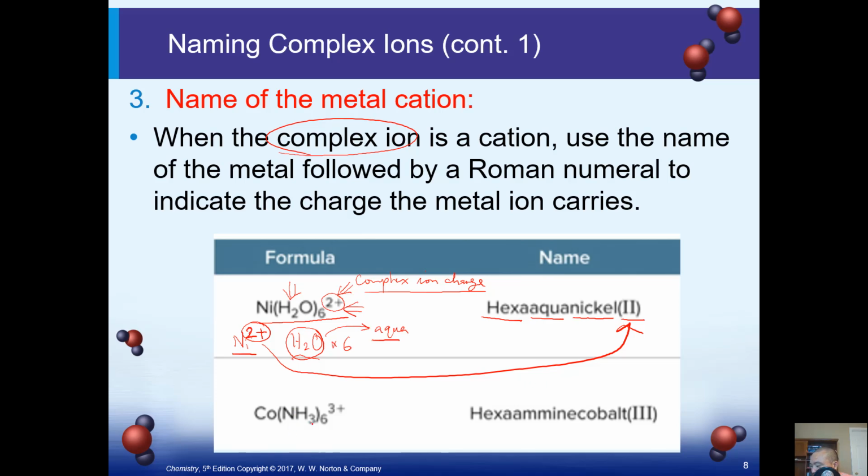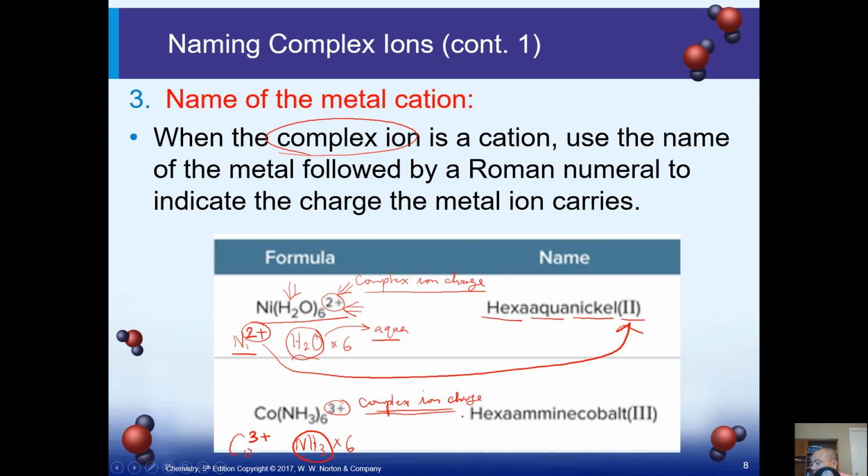Similarly, when you look at the next example, this charge is the complex ion charge. That's not necessarily the metal charge. Okay. And how do we figure out the metal charge? The metal charge, we don't know yet. It has to be calculated based on the ligand charge and the complex ion charge. And the ligand here is ammonia. You have 6 of them, and each ammonia carries 0 charge because it's a neutral ligand. So for the same reason, this cobalt carries 3+ charge.